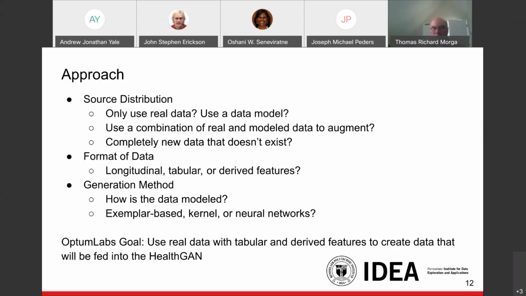The format of the data: longitudinal, tabular, or derived features. We're going to be looking at tabular data with derived features rather than longitudinal. While longitudinal is the goal, especially with something like electronic health records, which are inherently time series data, it's a more difficult problem, and we're actively working on improving our methods for longitudinal data, but I'm not going to be presenting about that today. And then generation method: how is the data going to be modeled? Are we looking at an exemplar-based model, a kernel-based model, or neural networks? Like I said before, we're going to be focusing on a neural network as our final model.